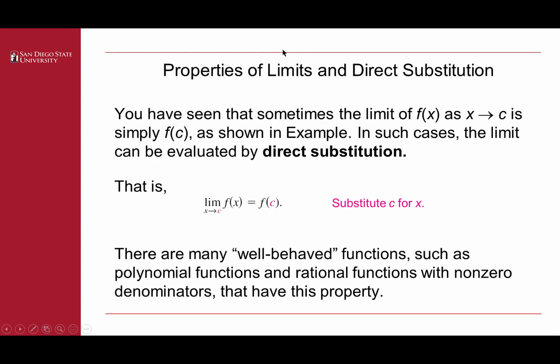As you have already realized, sometimes we can safely make a direct substitution of c for x. So in these cases, we can simplify the limit of f of x where x approaches c as f of c. In such cases, the limit can be evaluated by direct substitution. That means that the limit of f of x where x approaches c equals f of c. So we substitute c for x.